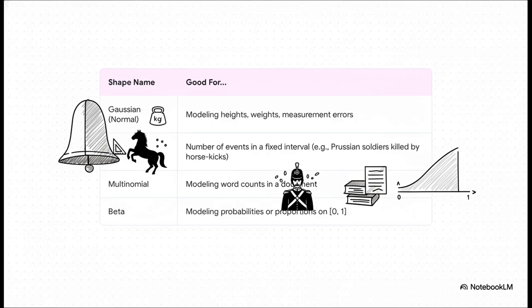Think of it as a collection of greatest hits, all these well-understood distributions, each with a specific shape that's perfect for a certain kind of data. You've got the famous Gaussian bell curve, great for things like height and weight. You've got the Poisson distribution, which was famously used to model the number of Prussian soldiers killed by horse kicks each year. No, I'm not kidding. And you have many others for everything from counting words in a document to modeling probabilities.